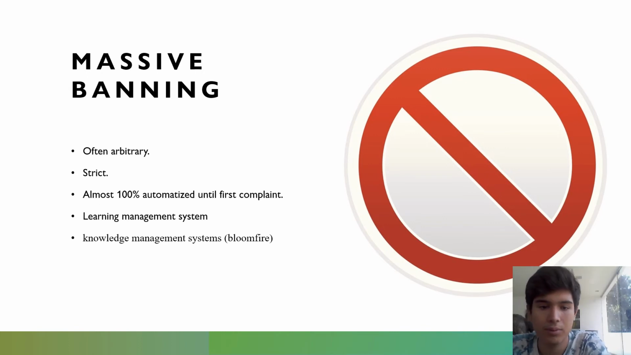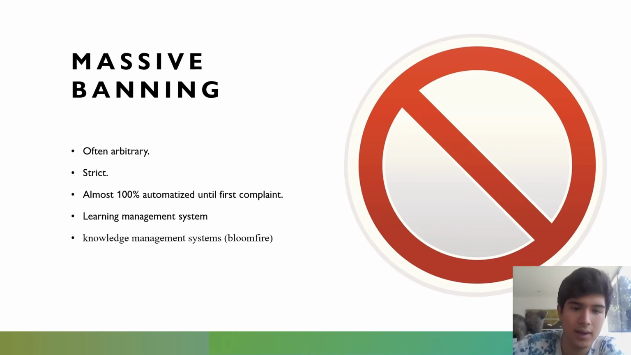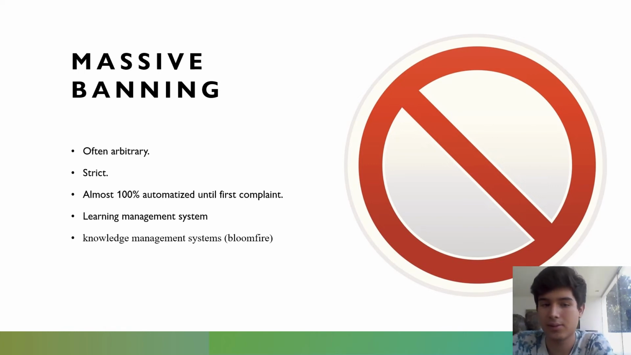Well, the second problem is the massive banning. It is often very arbitrary. It is very strict, with rules that are often fluctuating and changing about the nature of the products that can be sold. For example, they can 100% terminate your store because they do not agree with some things.